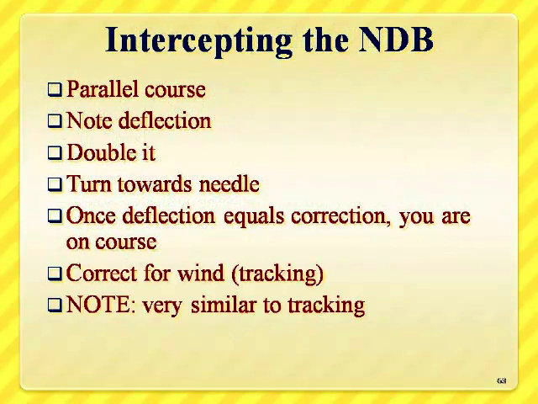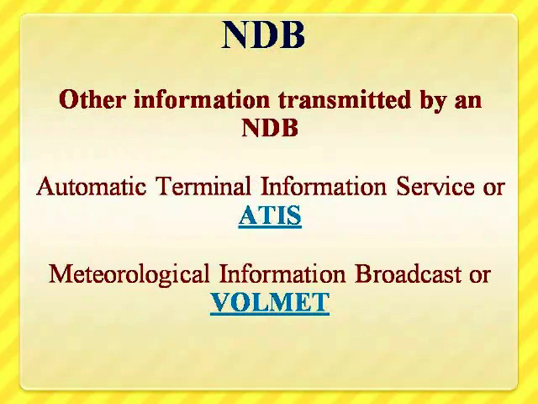Interpreting the signal from the NDB, you have to go for a parallel course, note the deflection, double it, so turn towards the needle is what you are supposed to do in the aircraft while understanding the NDB signals. And this is to be corrected on a regular basis if there is wind, because of the changes that may appear. Other information transmitted by an NDB are Automatic Terminal Information Service ATIS and also Meteorological Information Broadcast or VOLMET.